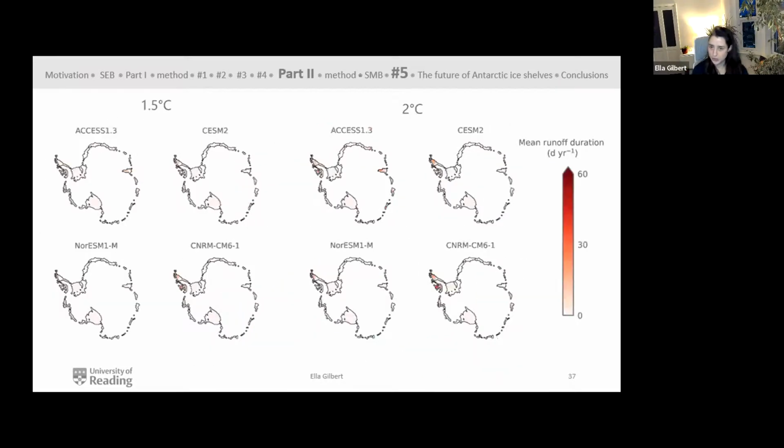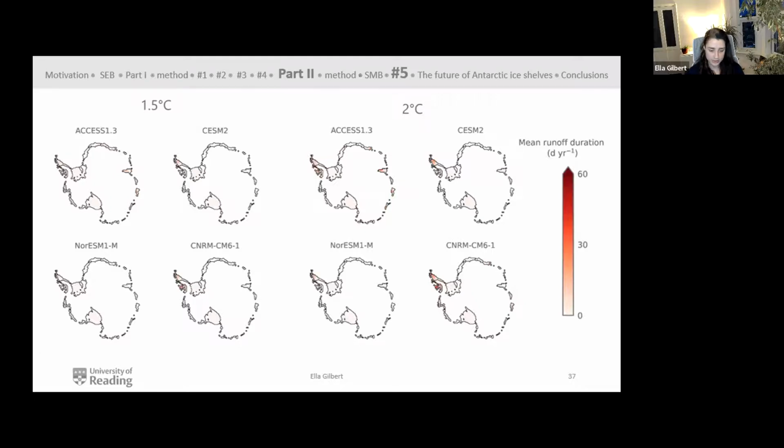So that's what we're doing here. And here we're looking at the runoff duration, so the number of days per year when runoff is simulated on ice shelves. And this time we're looking at individual models. On the left, we've got 1.5 degrees. On the right, we've got 2 degrees. You can see there's fairly limited differences. Again, we're seeing the highest runoff duration on the peninsula, but also some parts over here. I think that's the Amery, and then the West Ice Shelves, Shackleton.